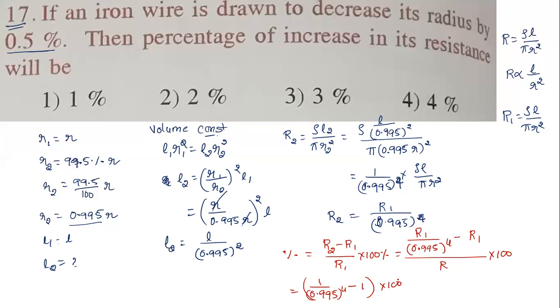Now the question will come to mind: sir, how can we simplify this, with 0.995 there? It will be quite difficult for us to solve. How can we do it then? If we simplify this, you're going to get 2%. This is one method.